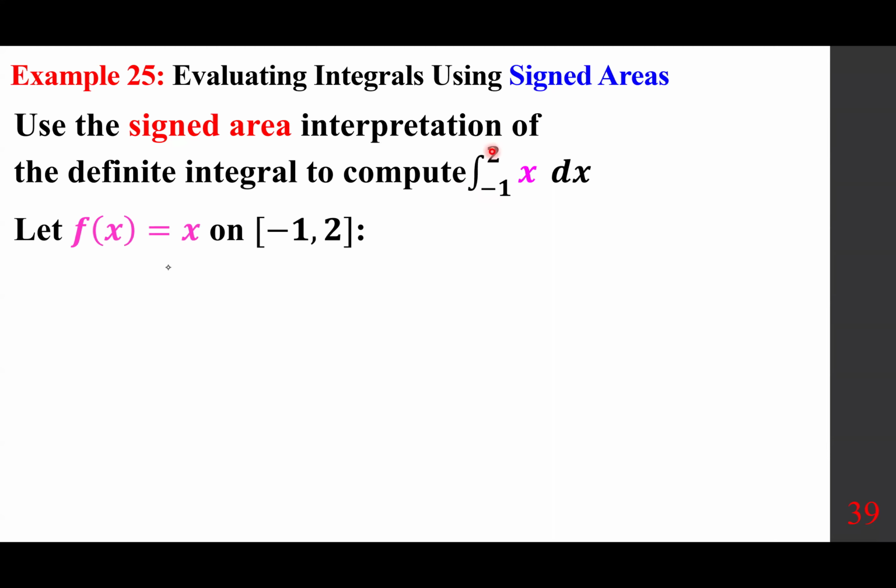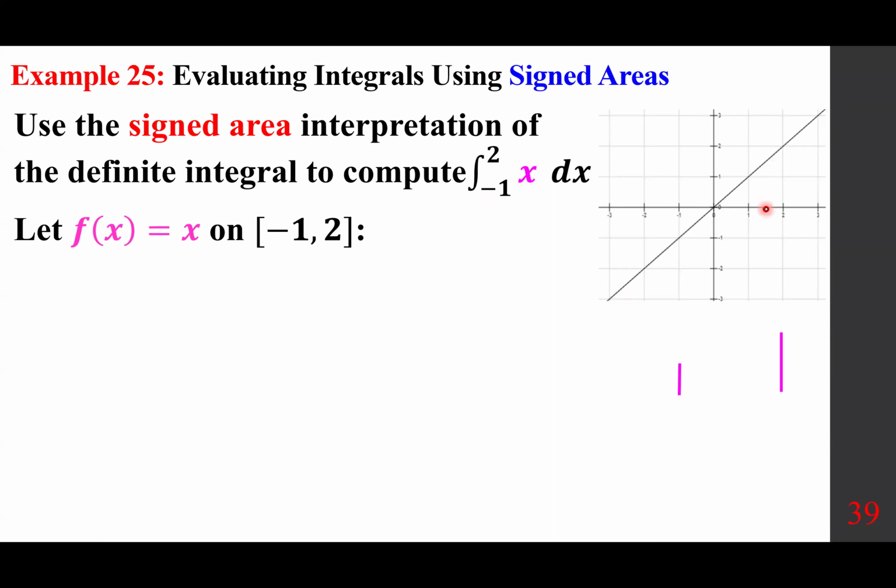Now, f of x equals x, or y equals x, is the line that goes through the origin. This is y equals x. And from -1 to 2, that means from here to here, over here, and over here. I hope you see the concept of signed areas, as we discussed: the integral represents the difference of the areas if some is positive, some is negative.